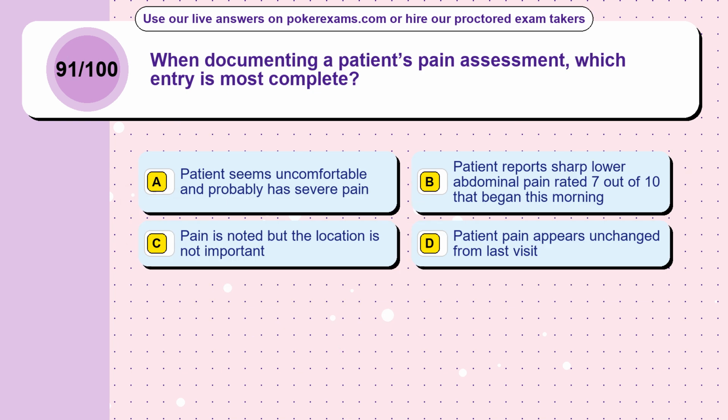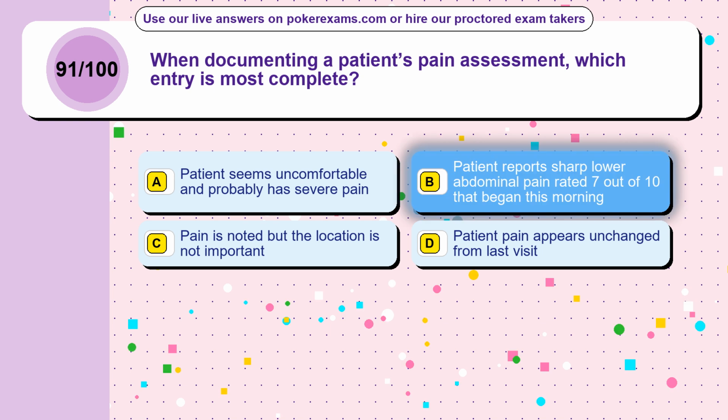Question 91. When documenting a patient's pain assessment, which entry is most complete? Option A. Patient seems uncomfortable and probably has severe pain. Option B. Patient reports sharp lower abdominal pain rated 7 out of 10 that began this morning. Option C. Pain is noted but the location is not important. Option D. Patient pain appears unchanged from last visit. The correct answer is option B.